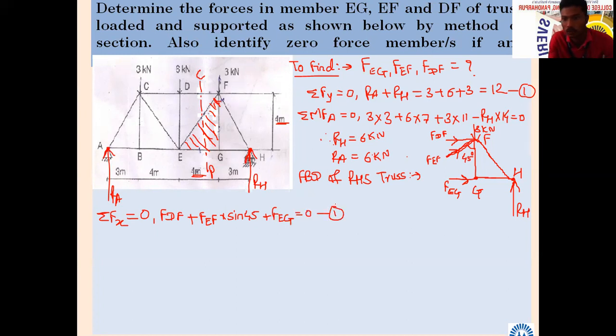Equation number 1, we cannot solve here because it is not possible to solve this equation. We will go for the next equation. Summation Fy equal to 0. What we can do here? Just check. Minus 3 kilonewton. I will write minus 3 directly.